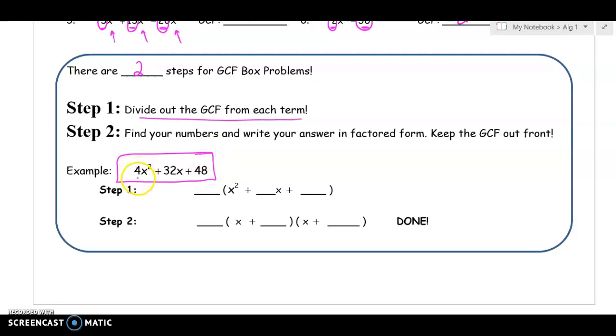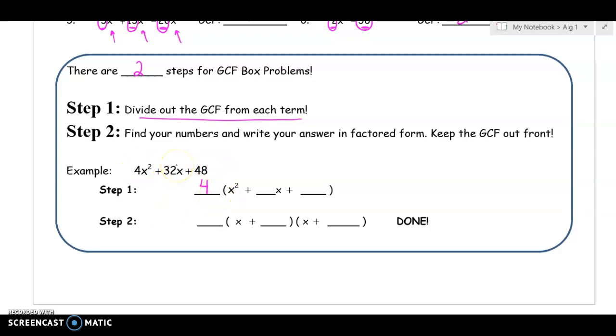So let's look at the numbers. We've got 4, 32, and 48. What number can all 3 of those be divided by? Well, all 3 of those can be divided by 4. 48 can be divided by 4, 32 can be divided by 4, and 4 can be divided by 4. So 4 is going to be our GCF. Once you find your GCF, you're going to put that right out in front. They do not all have an x in common, so x will not be part of our GCF.